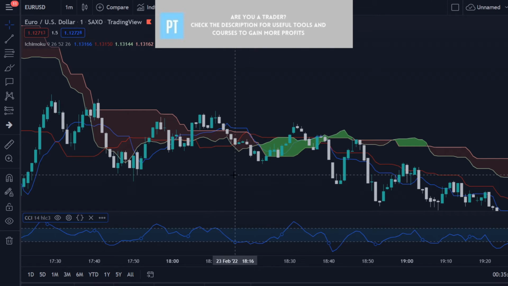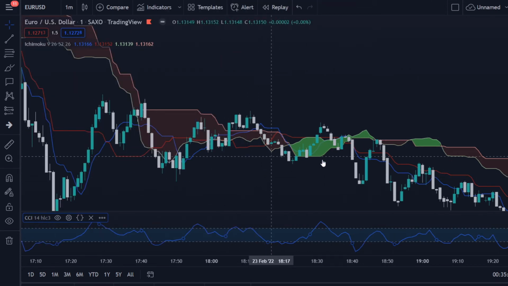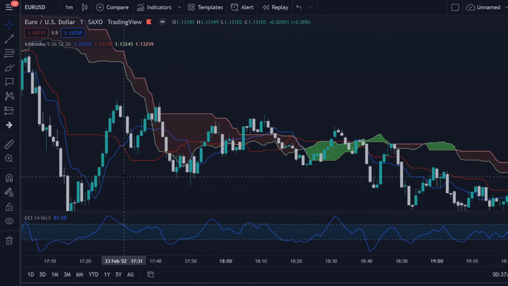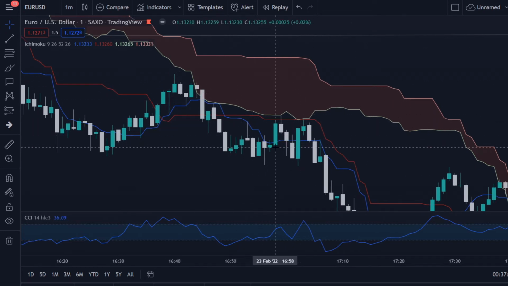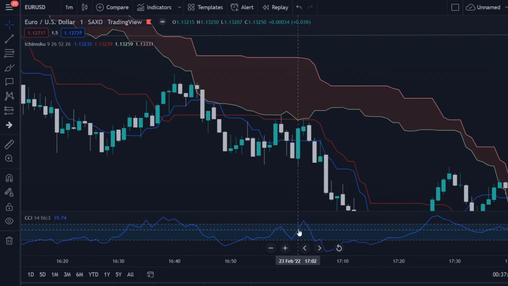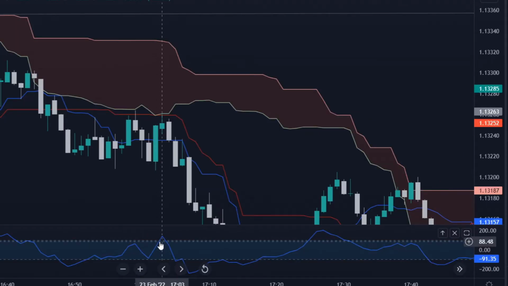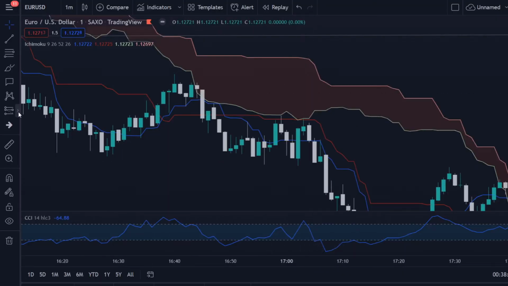It could be a little bit overwhelming, all the lines, etc., but the strategy is quite simple to follow. Let me show you a sell example. Over here we see that the price is below the red cloud. Then we see that the blue line is below the red line. And the only thing we need to do is wait for the CCI line to cross above the 100 line and then come back in the zone and close below the 100 line, which is about here.